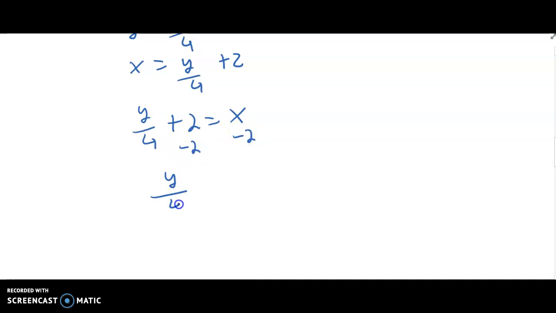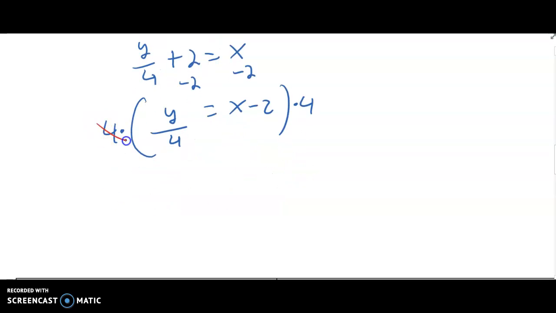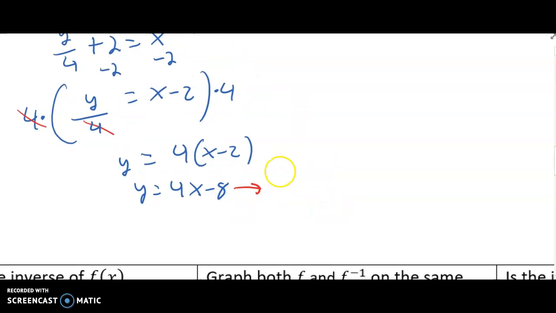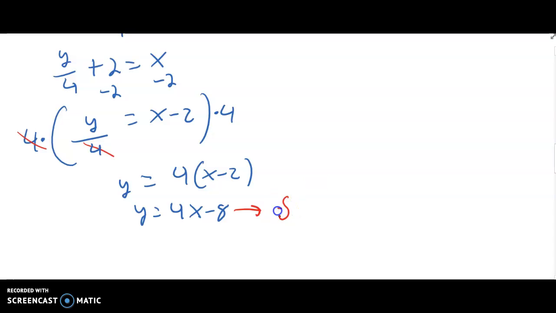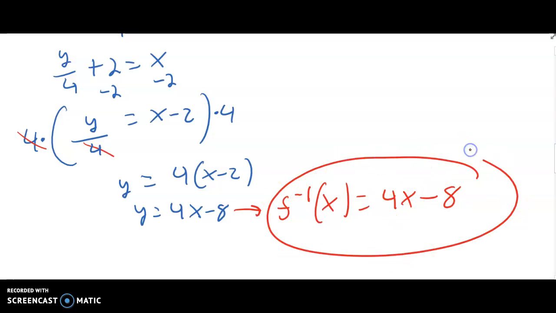So y over 4 is x minus 2. We're going to multiply both sides by 4. These will cancel, and we get y equals 4 times x minus 2. Y is 4x minus 8, and let's write this in our proper notation. The inverse function is 4x minus 8. Great.